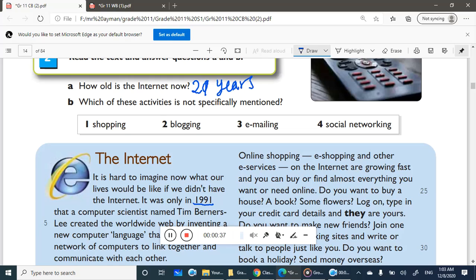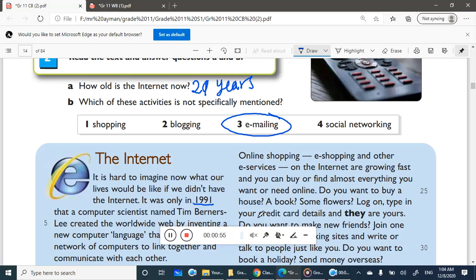Which of these activities is not specifically mentioned? Is it shopping, blogging, emailing, or social networking? Yes, I could hear someone saying the answer is emailing. Your answer is correct. Very good.